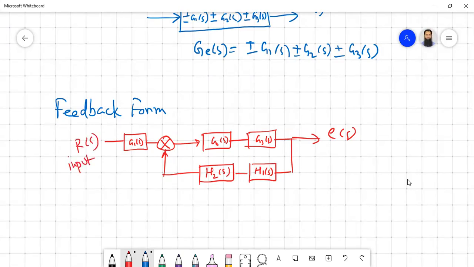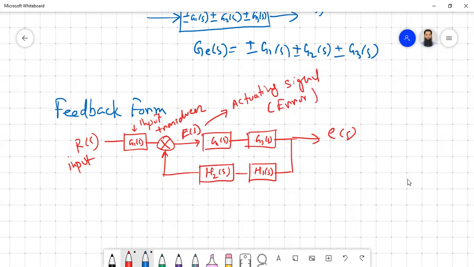So you have the input, then you may have an input transducer. If your signal is not electrical, then you need some device to convert it to the electrical domain. Then this signal here, E, is known as the actuating signal, or sometimes the error signal. And this may be your controller, first G here, and this may be your plant, the system that you're trying to control.